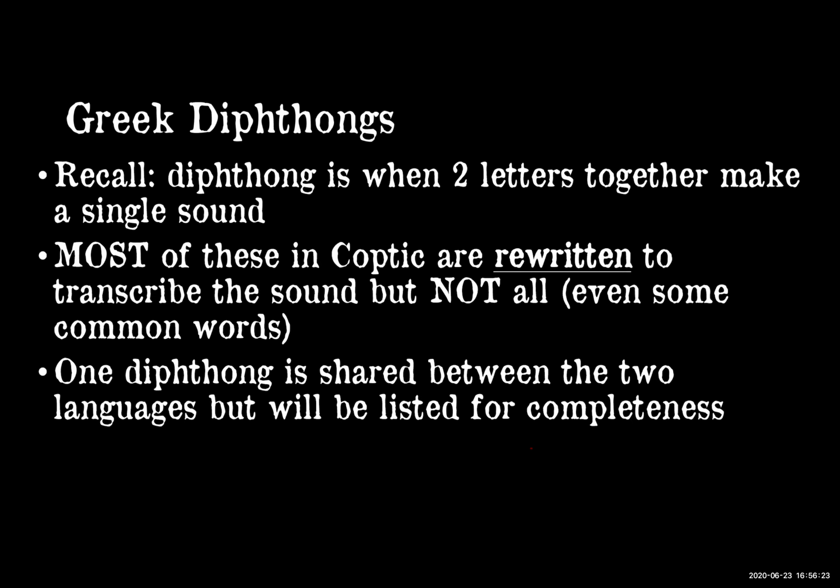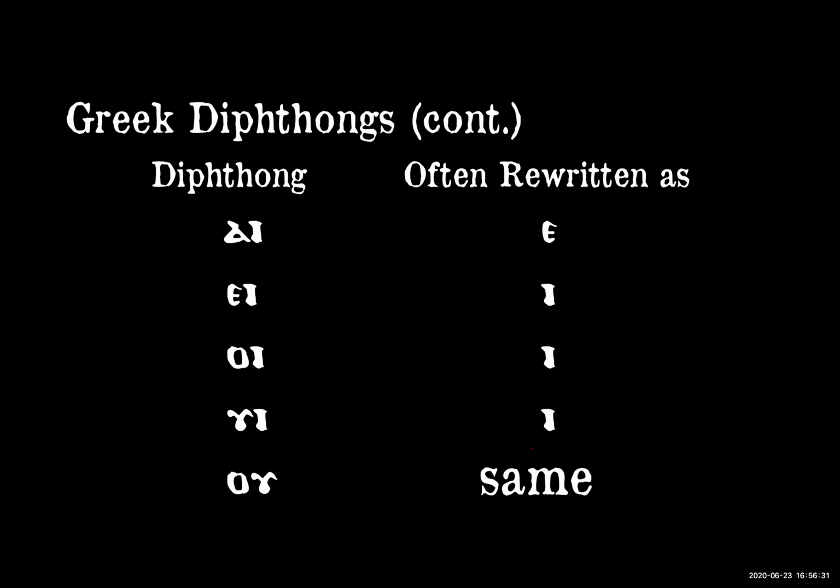Only one diphthong is shared between the two languages, but I still mentioned it just for completeness. So these are the diphthongs. So what do I mean by often rewritten as? I mean two things. It's rewritten like that when it's spelled in Coptic, but also that's the sound it makes. So this combination, those two letters next to each other, if it's in a Greek word, they'll make an eh. It'll be eh.